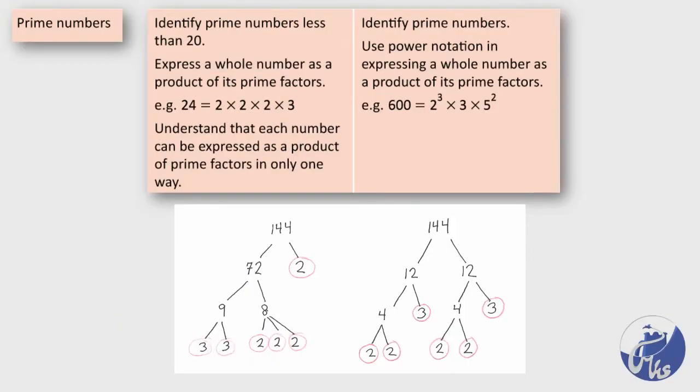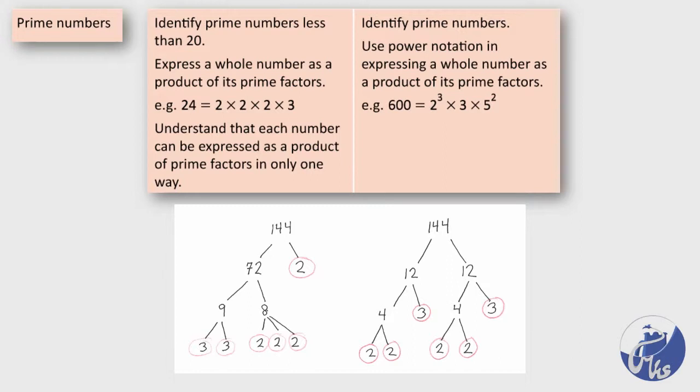The next section is looking at prime numbers, and as already mentioned, identifying prime numbers less than 20 is something that you're expected to be able to do and know, as well as generally knowing what prime numbers are, so only having two factors. Expressing a number as a product of prime factors often uses a prime factor tree, as I've given below, and understanding that this can actually be done in more than one way.